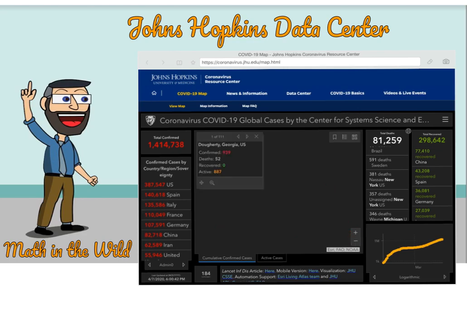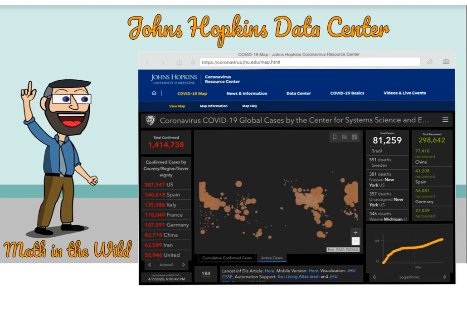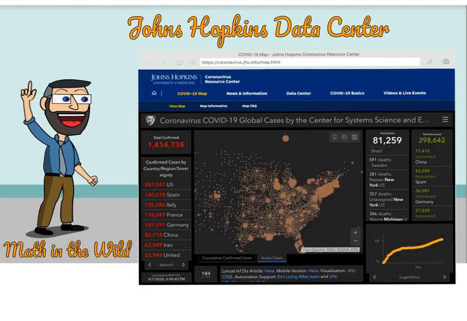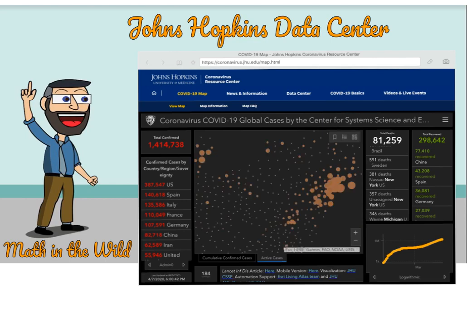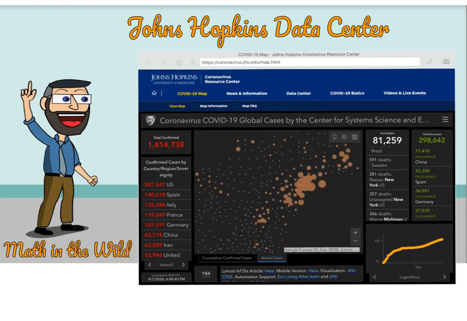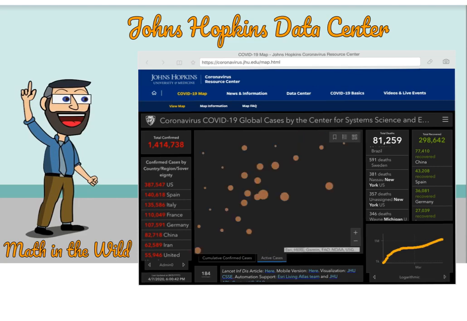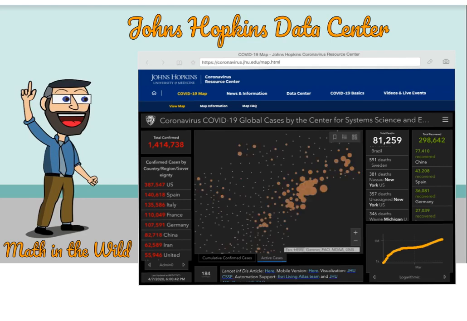You can zoom in on the graph. It shows you the total number of confirmed cases, cumulative, and it will also show you the active cases if you switch views to the view down here where it says active cases. You can zoom in on the United States and you can see New York has really become a hotspot of coronavirus cases.